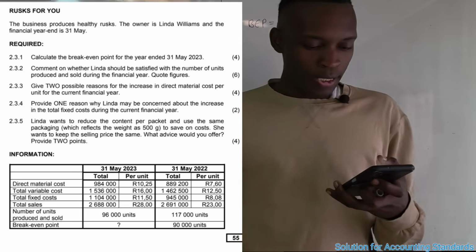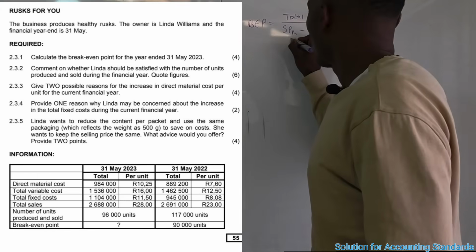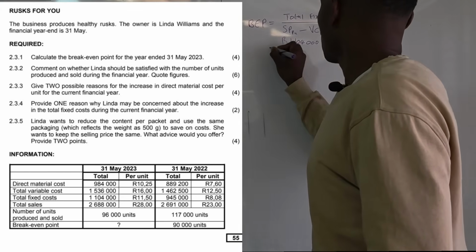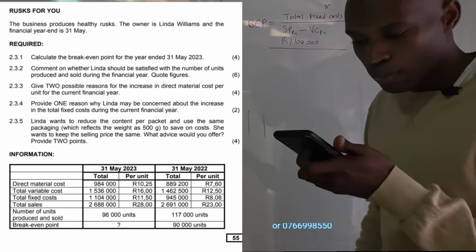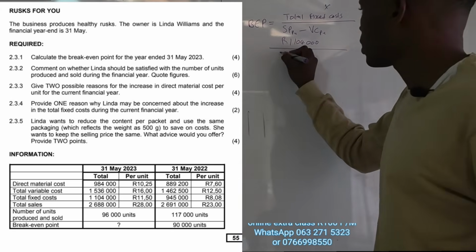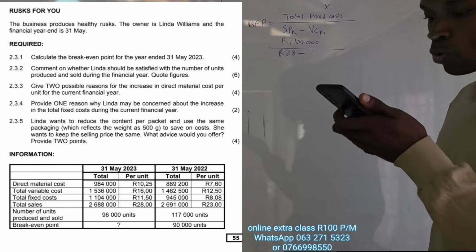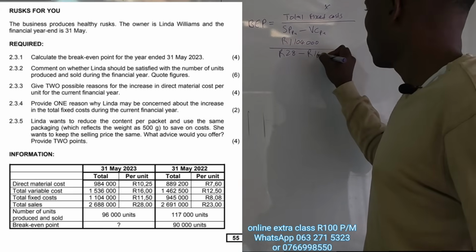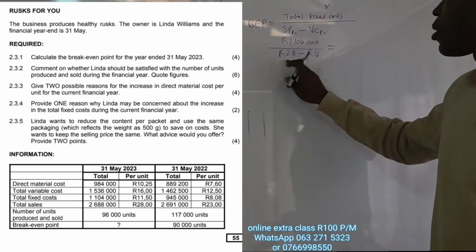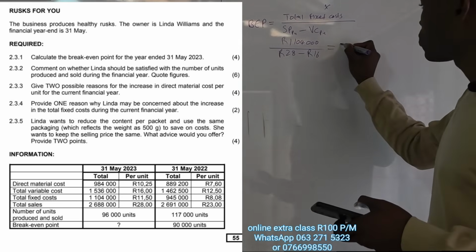Okay, let's take 2023: our total fixed cost was 1,104,000. So 1,104,000, and we have to divide by our selling price per unit. How much was it per unit? Total sales, it was 28 rand, and we subtract the variable cost per unit, it was 16 rand. If you do this calculation correctly, you first subtract these two, then you divide this one by this one, and you will get 92,000 units.